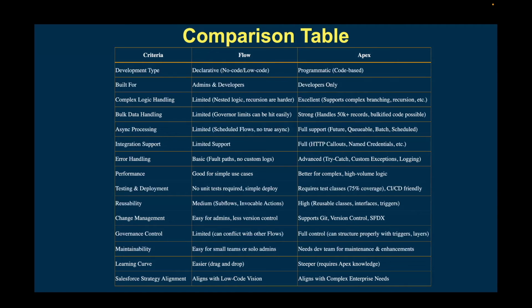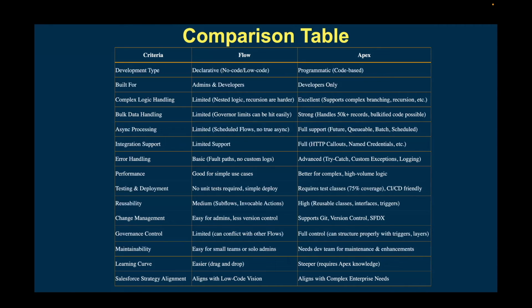Bulk data handling is limited in Flow. We can easily get governor limit failure errors. But in Apex, it is very strong. We can handle 50,000 plus records using bulkified code. Async processing is very limited in Flow. We have scheduled flow, which is not true async. But in Apex, we have full support for future, queueable, batch, and schedulable, everything as async processes.